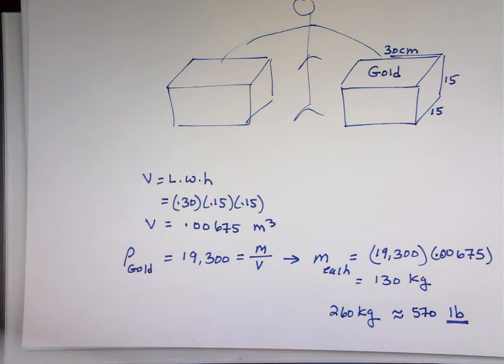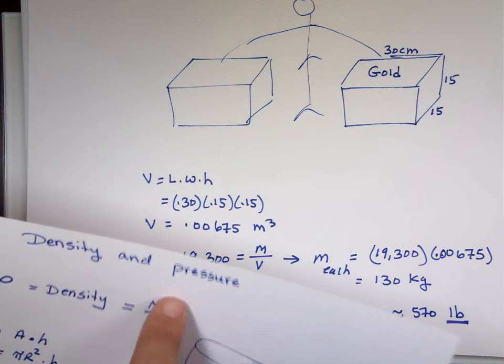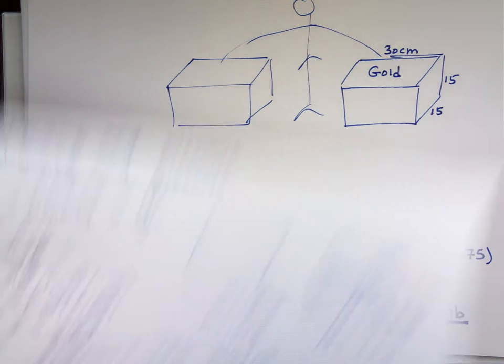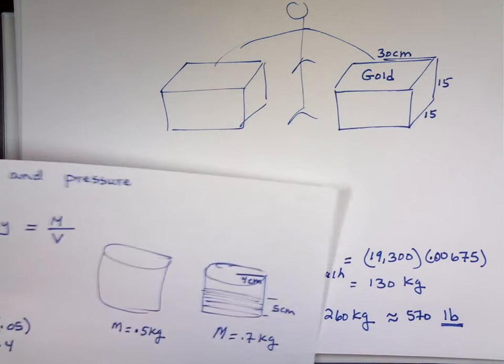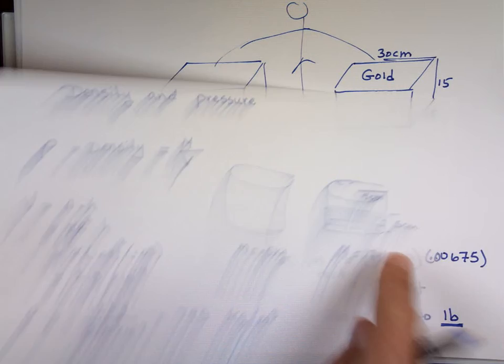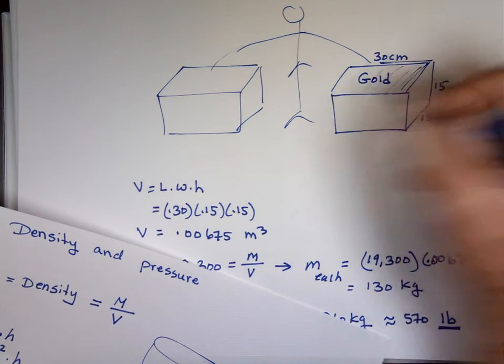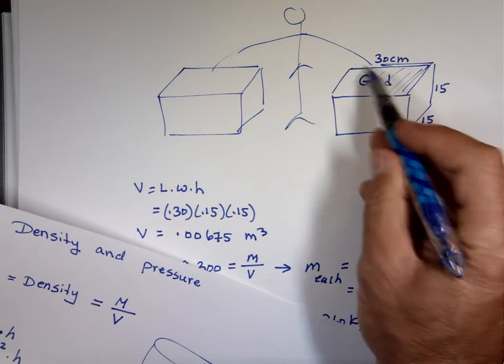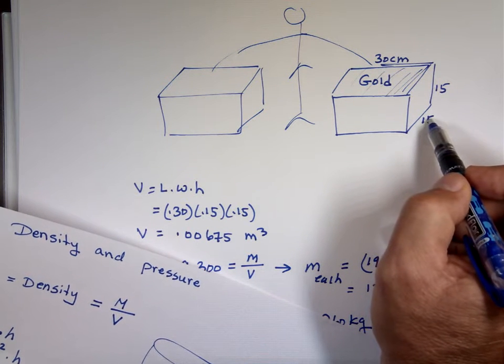So that's how density works. If you know 2, you can find the third one. Rho equals mass over volume. It depends on the shape. For this, the volume is the area times the height. It's always the area times the height, but the area is pi r squared. For this, the area is length times width, times the height. That's always the case for the volume.